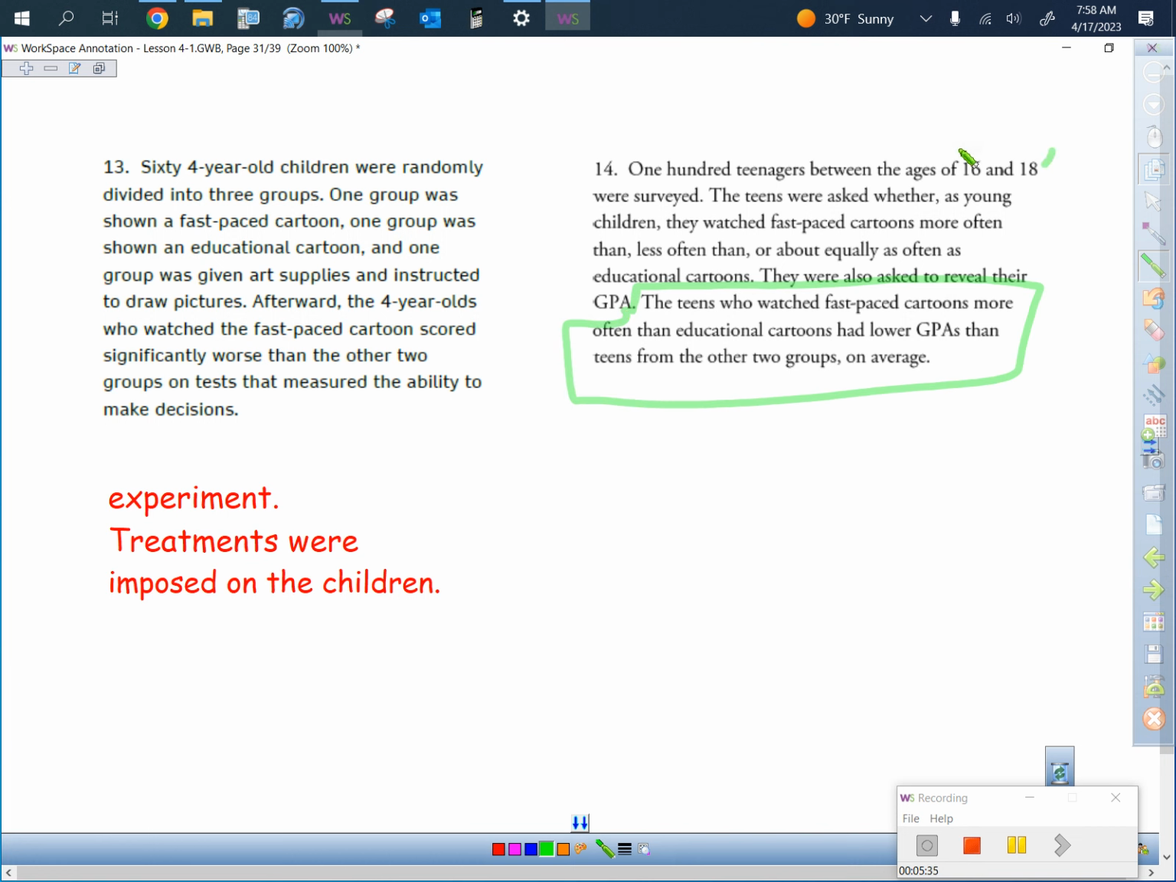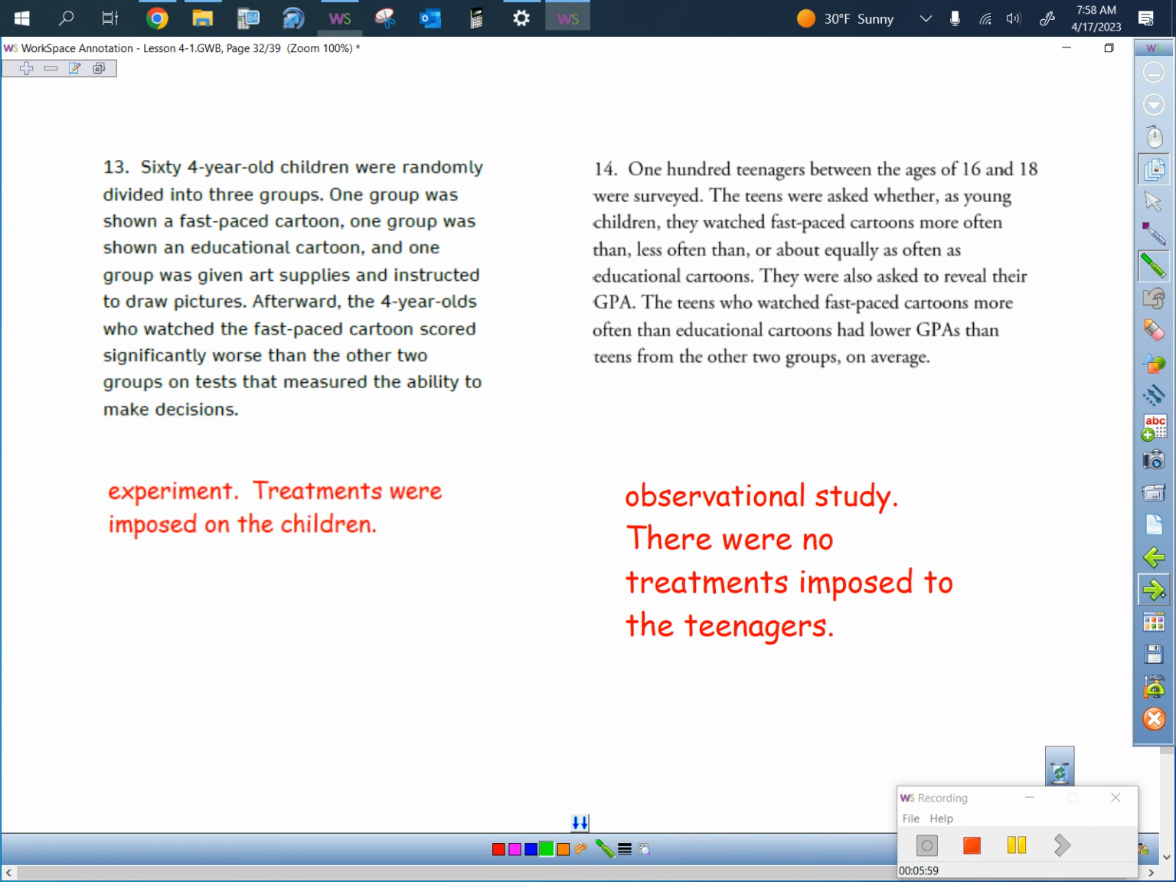When they surveyed these 16 to 18-year-olds, did they treat them all the same? Didn't they ask the same questions? They asked them all about what kind of cartoon they watched, right? They said, hey, did you do this less often, more often, or equal? And they also asked, what's your GPA? They treated everyone the same, right? So is that an observational study or an experiment? That's an observational study. Which, like I said, you can abbreviate OBS study, observational study, because there were no treatments.